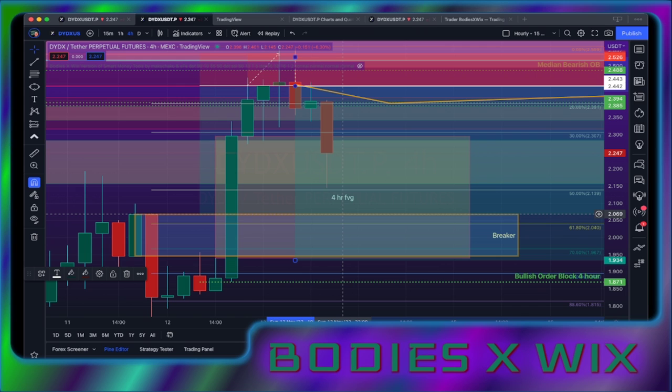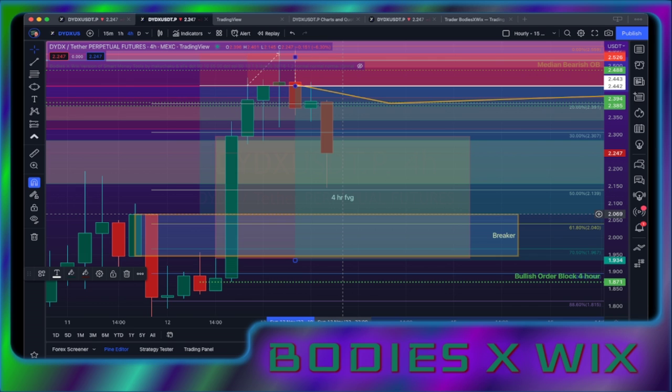So, wrong thing. I should put it there. And so I'm going to put a fib here. It came down here, I got the 20 to 30%, and here is the 50. Yep, almost nailed the 50%. It's crazy how almost accurate all of these things are.